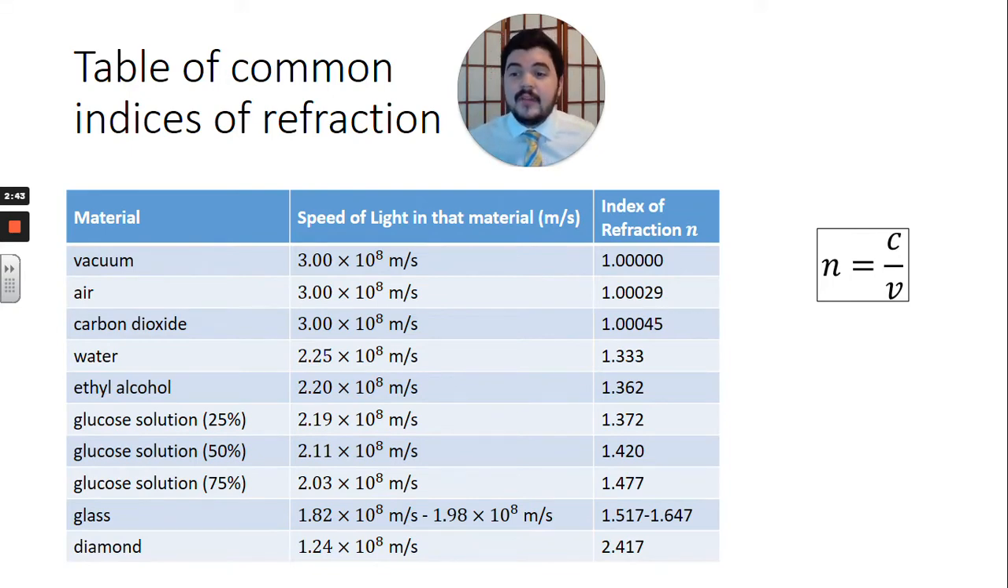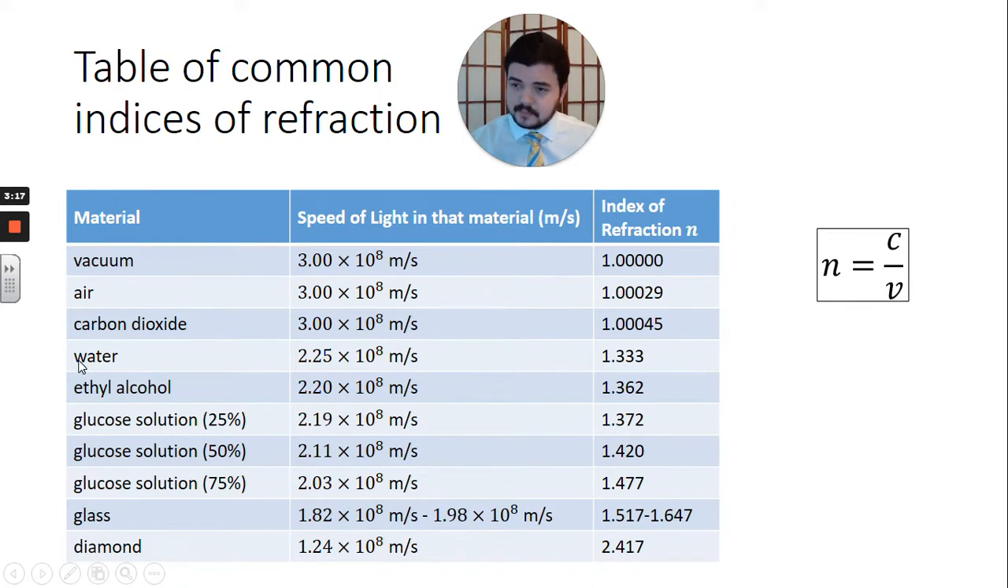But here we go. We've got a whole table here. We can see that in a vacuum, light moves at 300 million meters per second. Its index of refraction is 1.0000000 forever. In air, to 3 significant figures, light also travels at 300 million meters per second because the index of refraction for air is actually 1.00029. And so it's only at greater significant digits where we see deviations in the speed of light from what it is in a vacuum when it's in air.